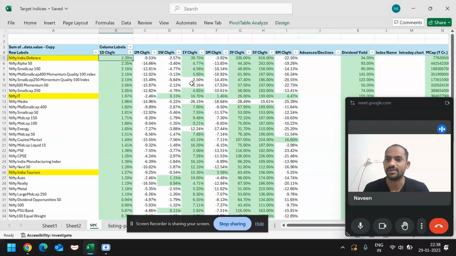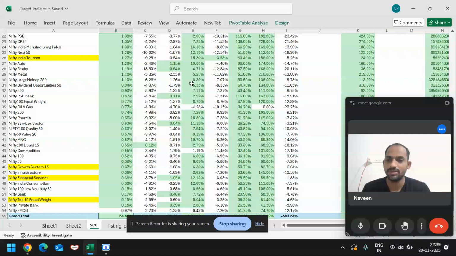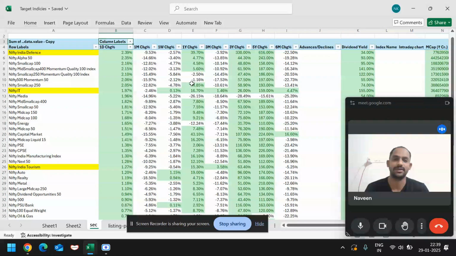As I said in the last video also, whenever the market is doing well, Nifty India Defence also does really well. Today it is up by 2.39%, and the Nifty Alpha 50 is also up by 2.35%, and the Nifty Smallcap 100 is also up 2.1%. Out of roughly about 50 indices, 49 indices have given a positive return today. So I think the market is turning into bullish mode now. We have to wait and watch how the market turns.